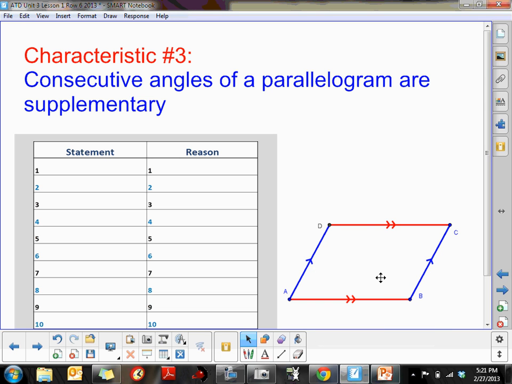The third characteristic that we're going to have a proof for is that the consecutive angles of a parallelogram will always be supplementary, which means they add up to 180. And as I do these proofs, I want you to keep in mind that just because I present it in one way or one proof, that doesn't mean it's the only way.